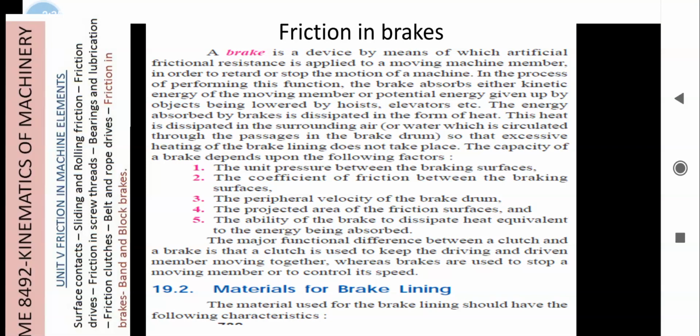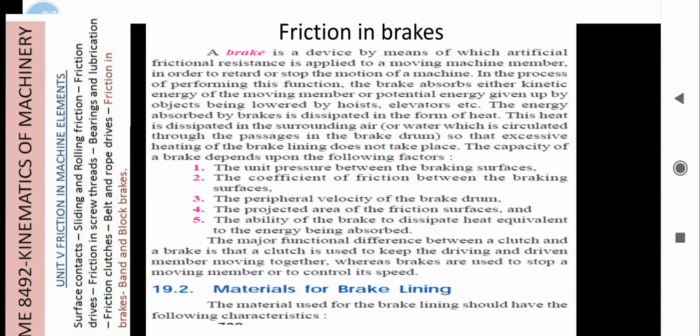The capacity of the brake depends upon the following factors: the unit of pressure between the braking surfaces, the coefficient of friction between the braking surfaces, the peripheral velocity of the braking drum, the projected area of the friction surfaces, and the ability of the brakes to dissipate heat equivalent to the energy being absorbed.